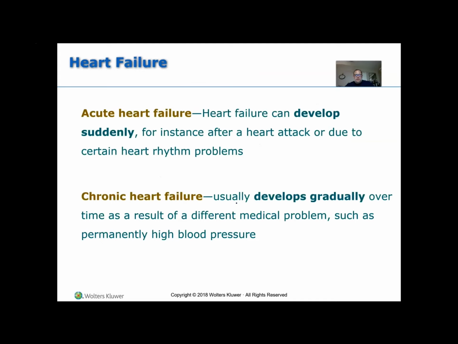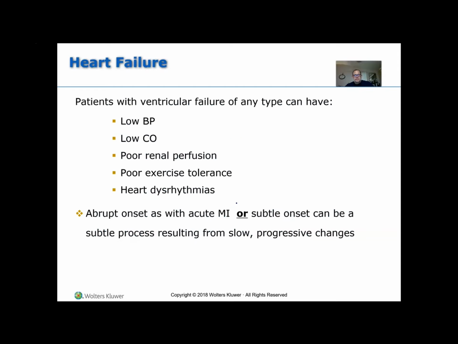Acute heart failure is heart failure that develops suddenly, for instance, after a heart attack or due to certain heart rhythm problems. Chronic heart failure usually develops gradually over time and can result from different medical problems, for example, permanently high blood pressure, uncontrolled blood pressure, those things.